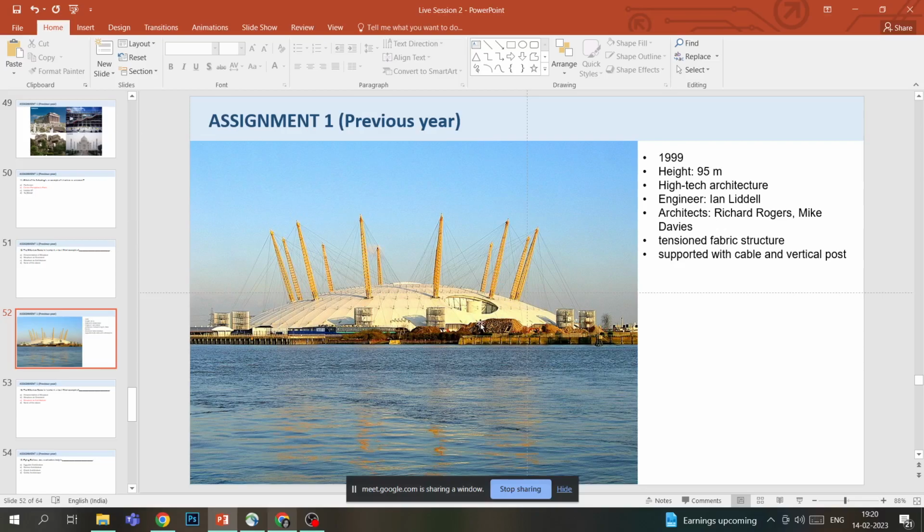This is how the Millennium Dome looks. It was built in 1999. Its height is 95 meters. It is also a part of high-tech architecture. The engineer for this building was Ian Liddell. Architects were Richard Rogers and Mike Davies. It is a tension fabric structure supported with cable and vertical posts.